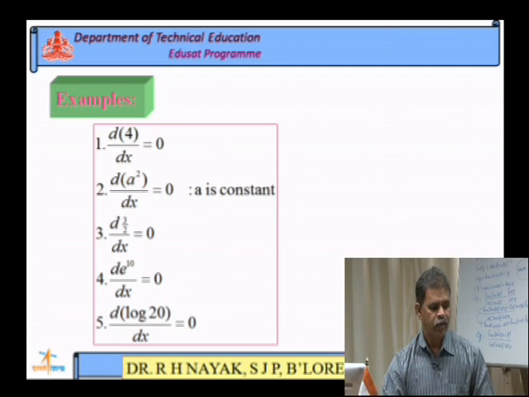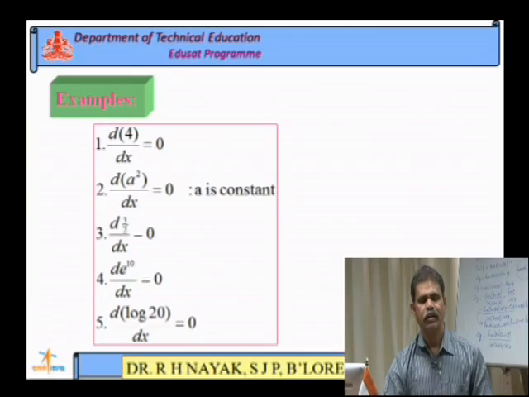You just remember all those things. Based on that, we will go for rules of differentiation and problems on rules of differentiation.